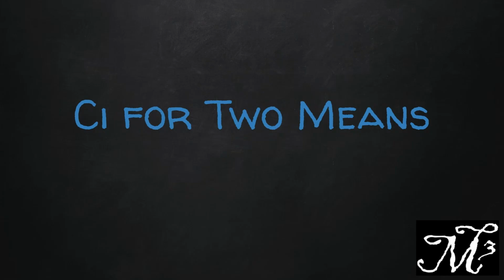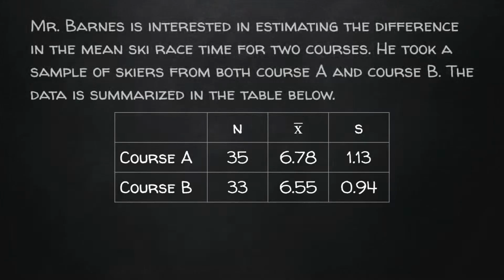Today, we're going to be talking about a confidence interval for two independent means. Mr. Barnes is interested in estimating the difference in the mean ski race time for two courses. He took a sample of skiers from both Course A and Course B. The data is summarized in the table below.